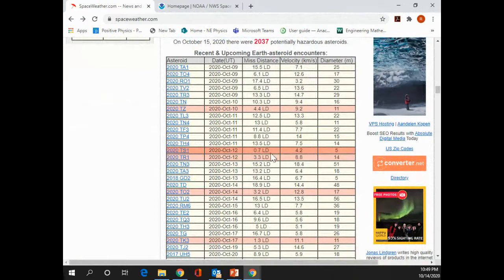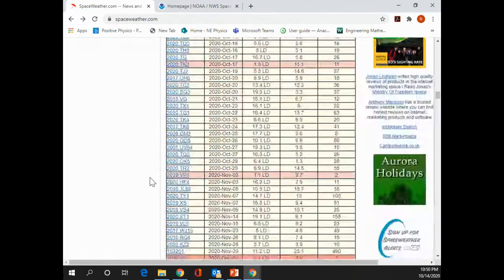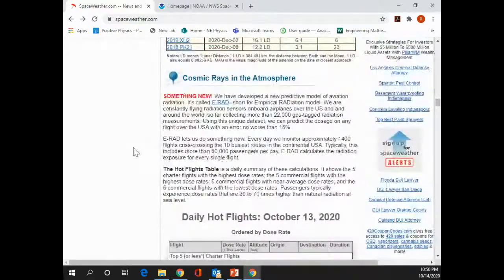Did you realize that we actually had a near miss on October 12th? We had an object here that was about 5 meters in diameter that passed at about 0.7 LD. That's lunar distances. So it passed closer to us than the moon, 70% of the way between the Earth and the moon. And then you go down here, cosmic rays.